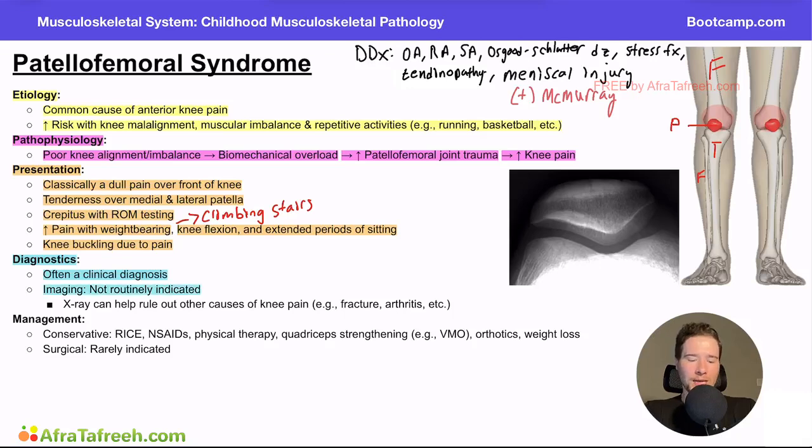However, although imaging is not routinely indicated, it may be reasonable to get an x-ray to rule out other causes of knee pain, right? If a patient comes in with acute onset knee pain and they had a fall, you need to rule out a fracture. Patients might also be developing early stages of arthritis. So it's important that even though this is often a clinical diagnosis, we still consider the imaging findings.